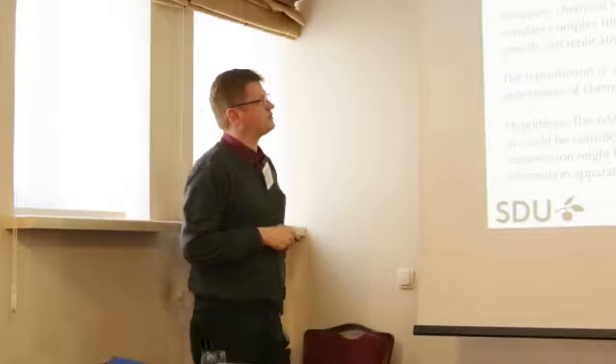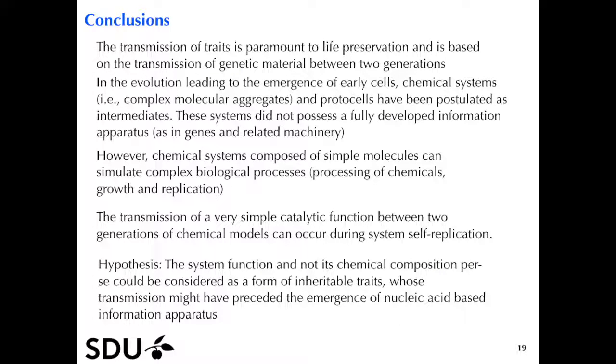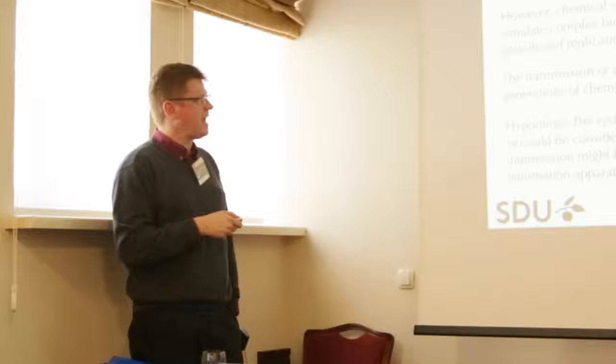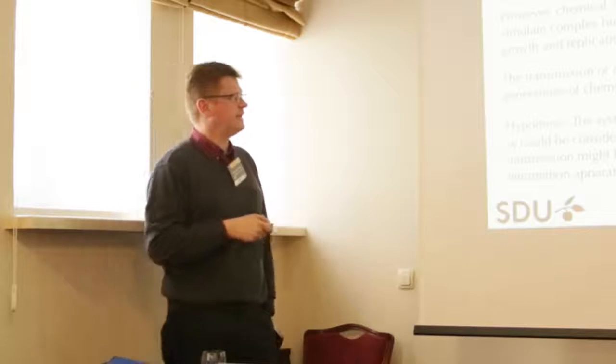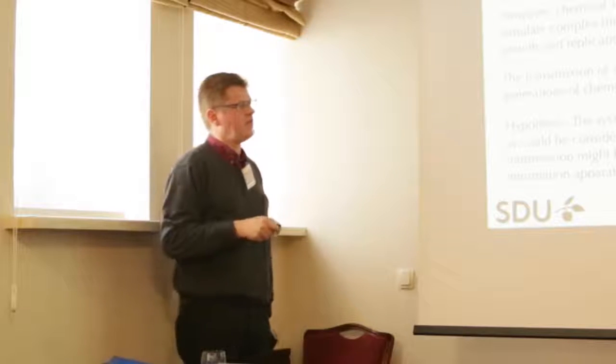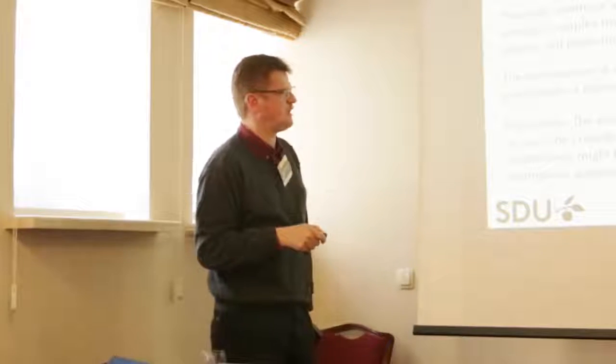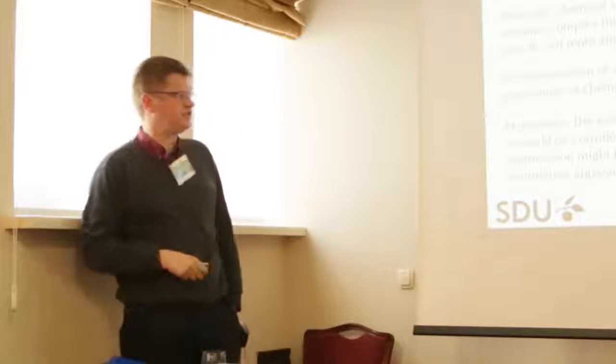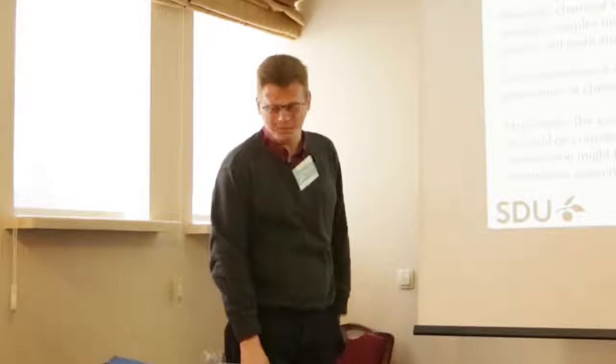I want to finish and to conclude. The first part is a reintroduction, but basically chemical systems can be formed to simulate complex biological processes of chemical growth and replication. And in a very simple way, we seem to be able, from one generation of system to the other, to transmit a certain number of functions. So the hypothesis we will follow in the future is that the system function, and not its chemical composition per se, could be considered as a form of inheritable traits whose transmission might have preceded the emergence of nucleic acid-based information apparatus.